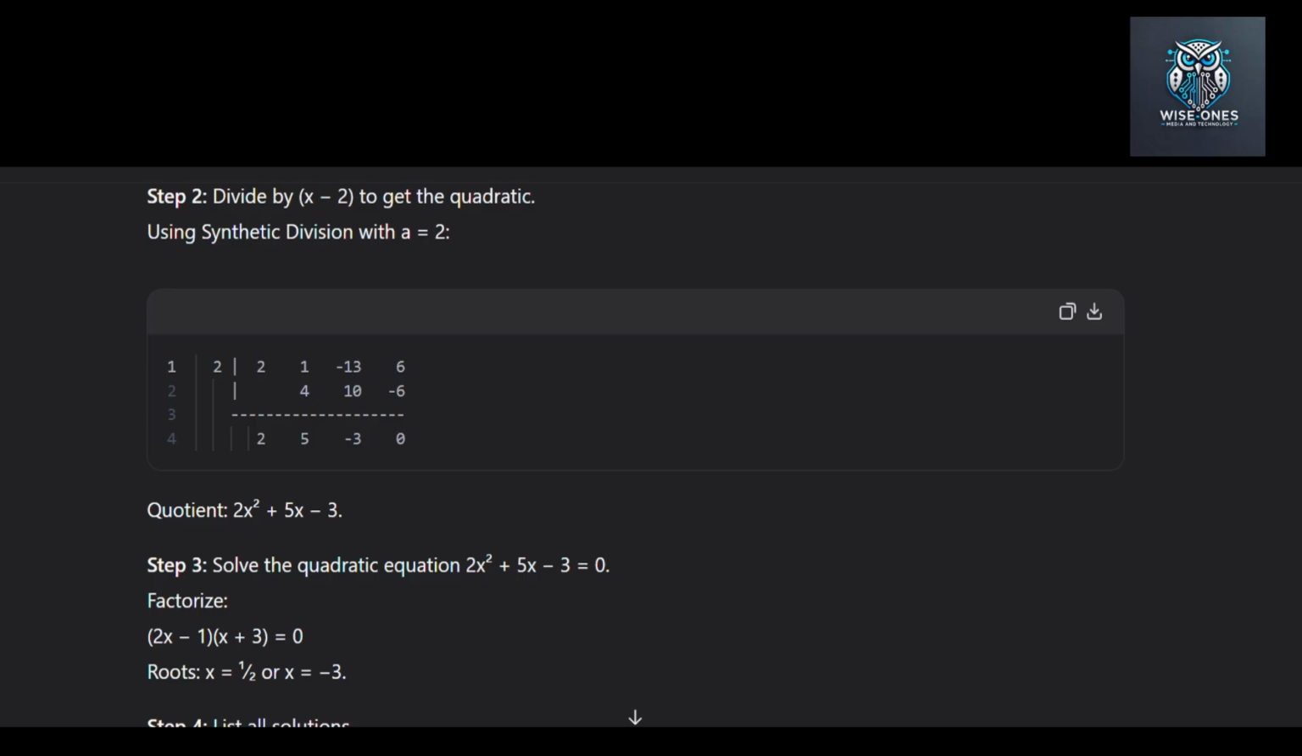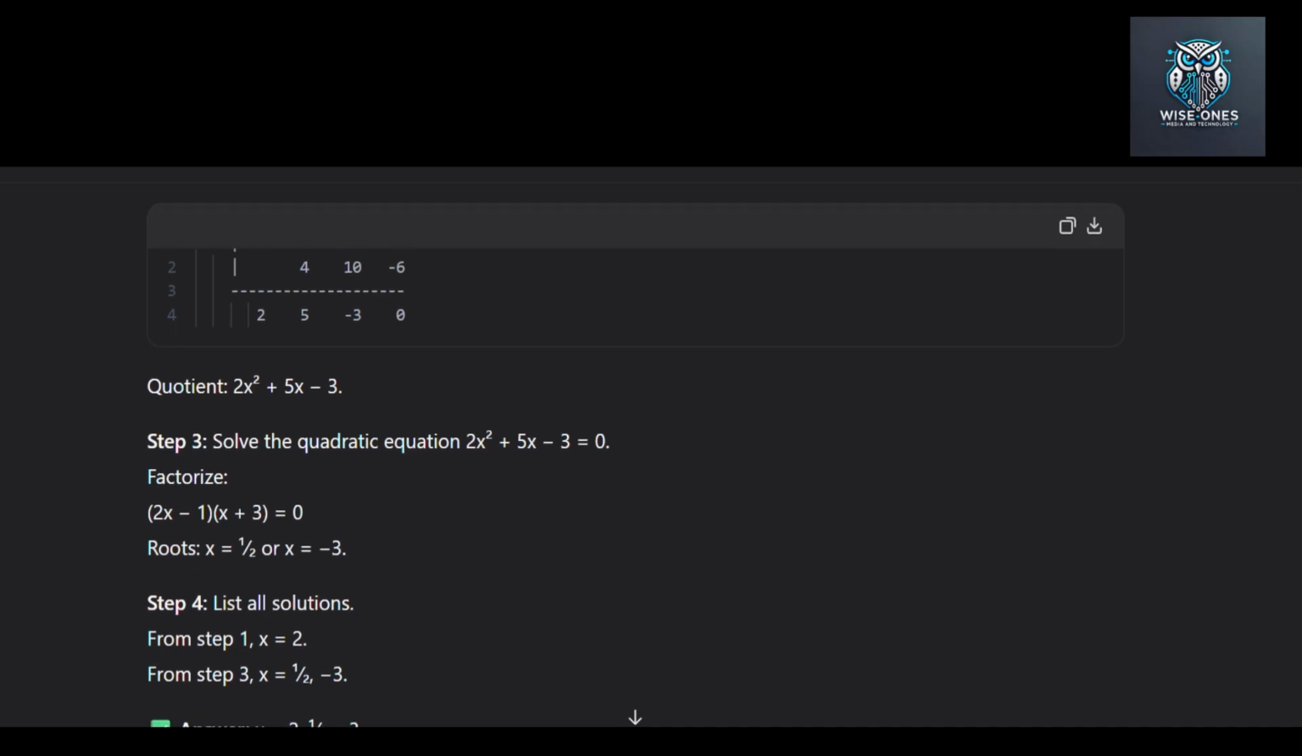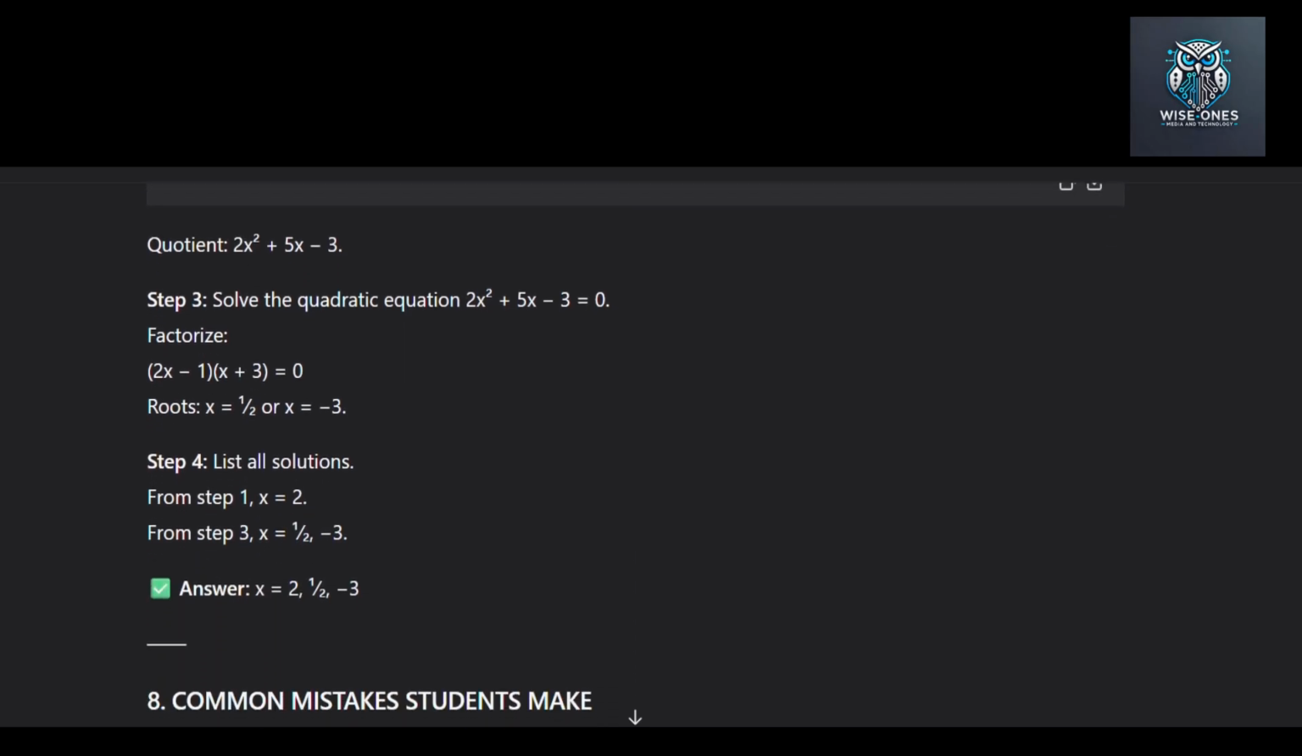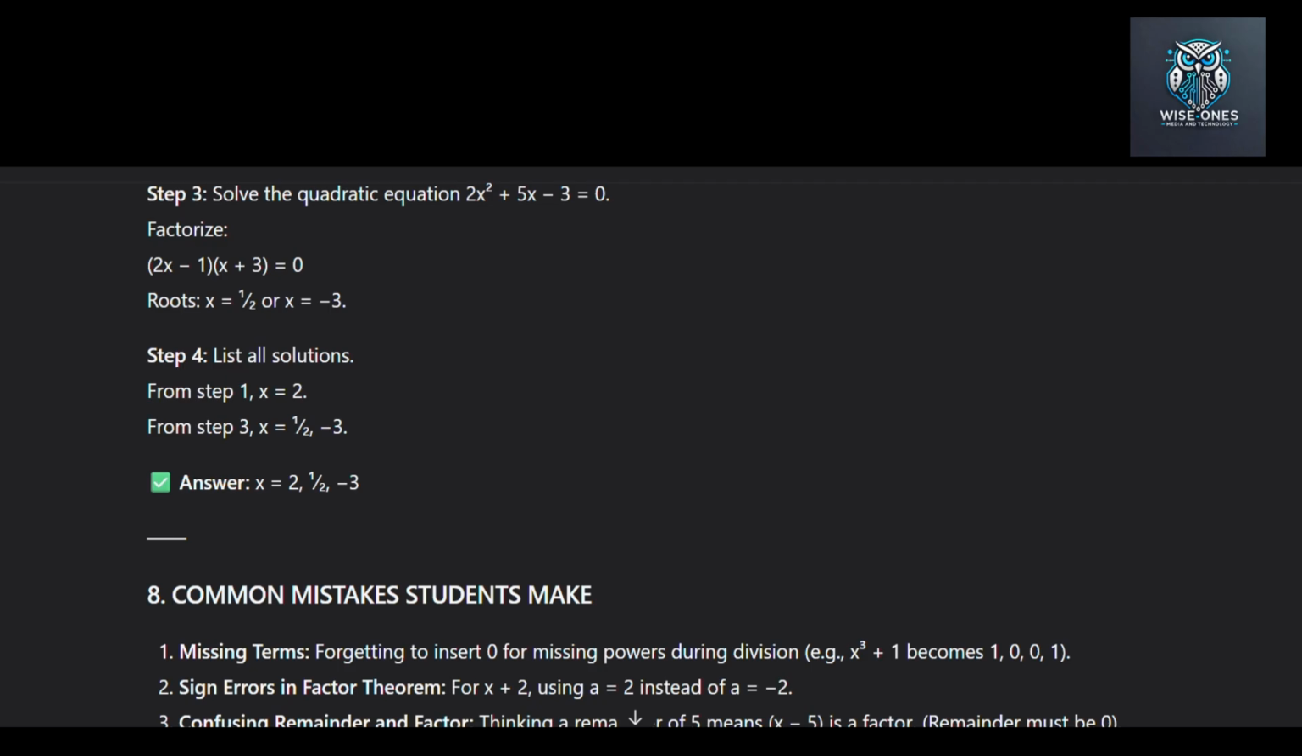Step 3. Solve the quadratic equation 2x squared plus 5x minus 3 equals 0. We need to factorize this. Multiply a and c. 2 times negative 3 is negative 6. Find factors of negative 6 that add to 5. Those are 6 and negative 1. Rewrite the middle term. 2x squared plus 6x minus x minus 3 equals 0. Group 2x times (x + 3) minus 1 times (x + 3) equals 0.